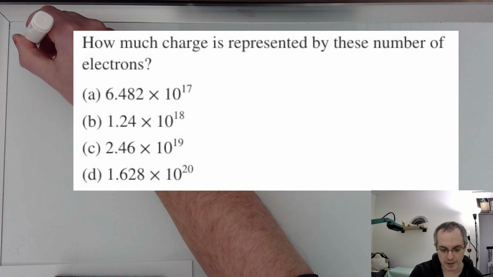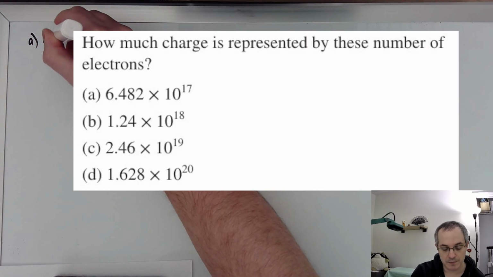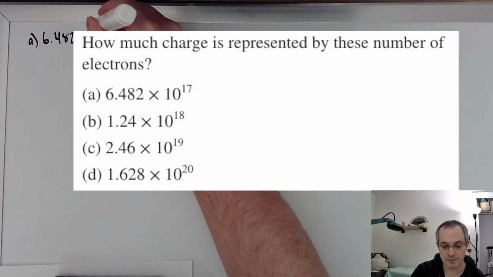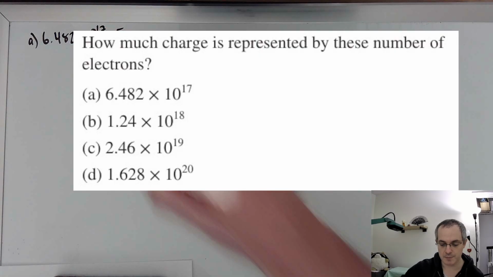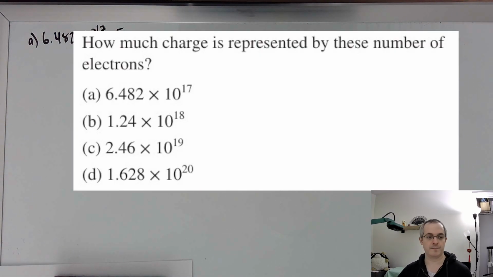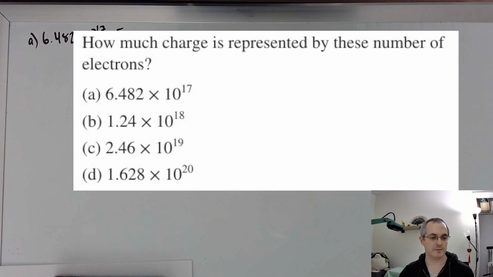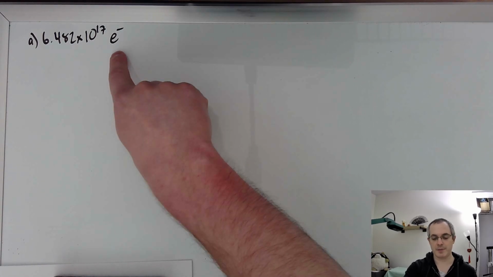So A is 6.482 times 10 to the 17. We'll call them E minus for electrons. That's how I decided to name it, just E minus to let us know we're talking about electrons.